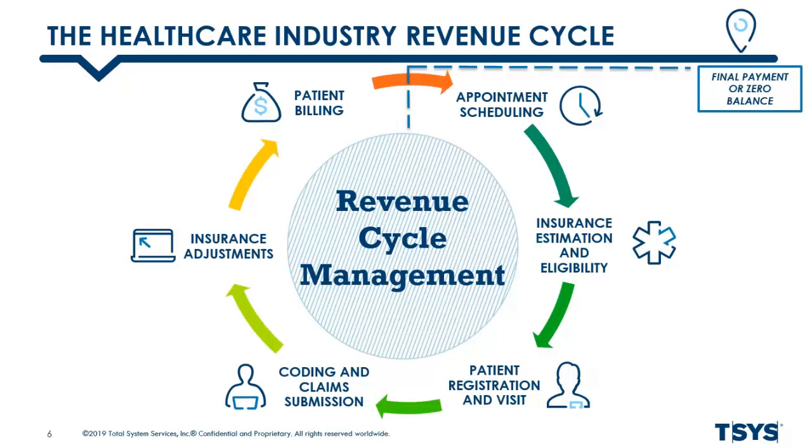And these individual steps are part of the revenue cycle process when you're using the ADS system. It starts with appointment scheduling, goes to insurance eligibility and estimation, at the patient registration and time of visit, moving into coding and claim submission, making any insurance payments and adjustments with subsequent billing, and then finally, patient billing, which truly should conclude the final destination of a completed payment or zero balance.